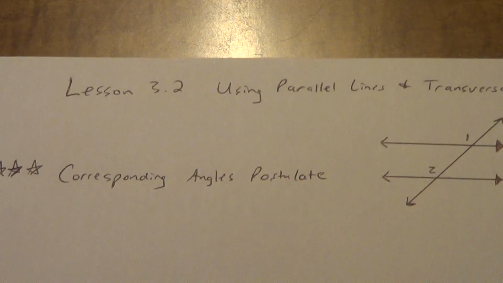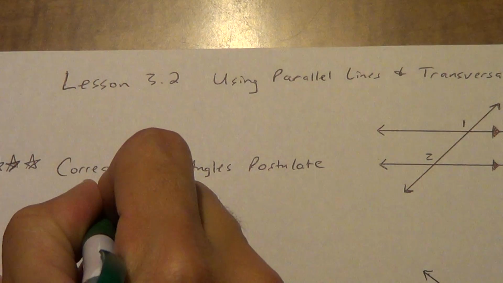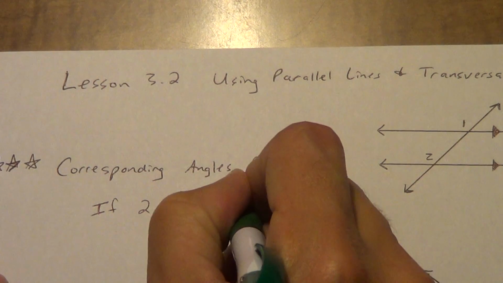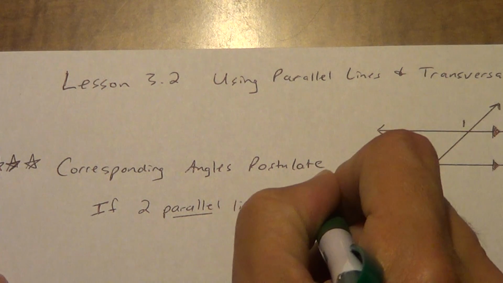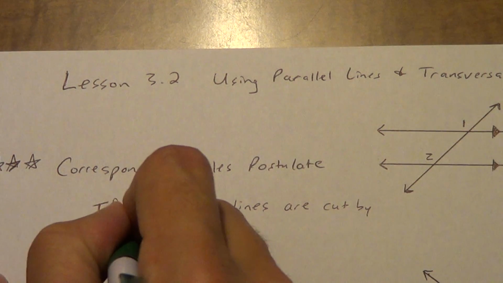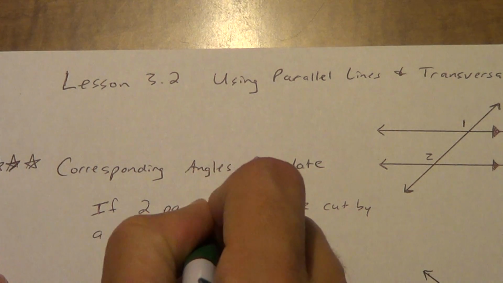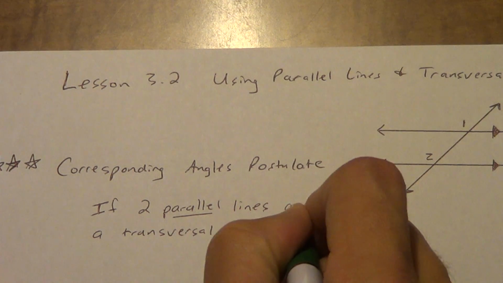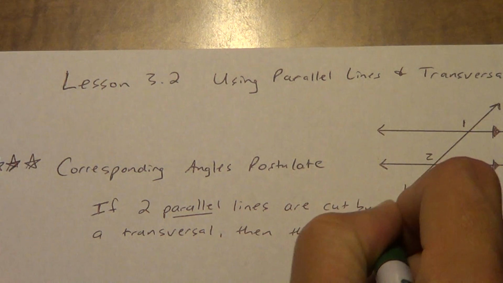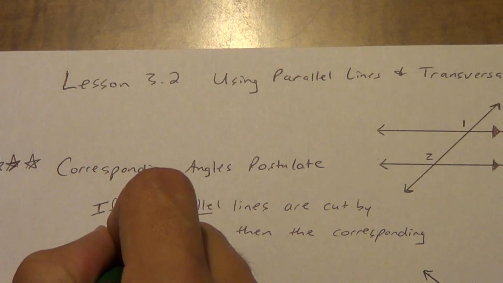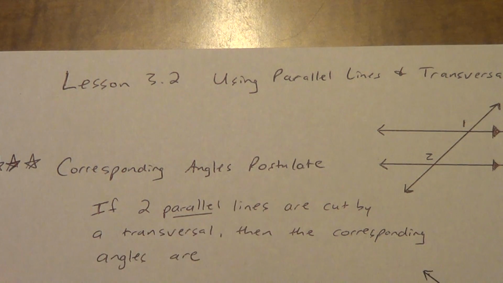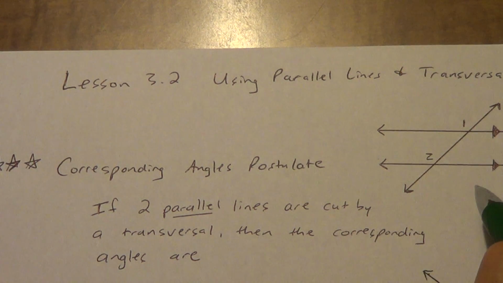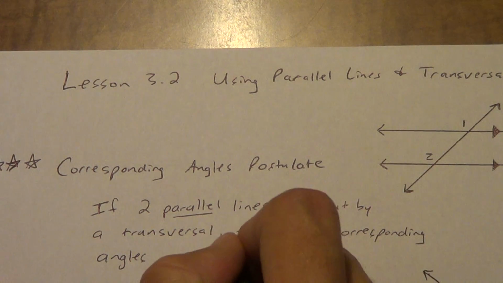All right, here's what the corresponding angles postulate says. If two parallel, that's important, parallel lines are cut by a transversal, or you could say intersected by a transversal, then the corresponding angles are what? Okay, well, let's take a look. What do you think is true about this angle up here and this angle down here? It looks like they are probably what? Looks like they're probably congruent.